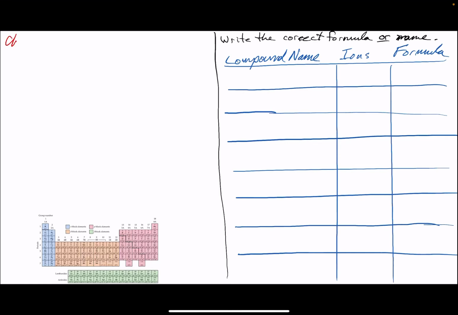Okay, welcome to this video for Chem 161, looking at some content for Chapter 4, where we'll be dealing with naming ionic compounds, specifically compounds containing transition metals. These are ionic compounds, but they contain transition metals.